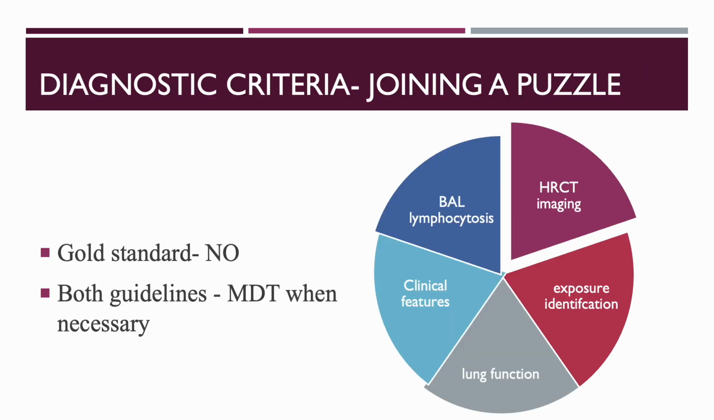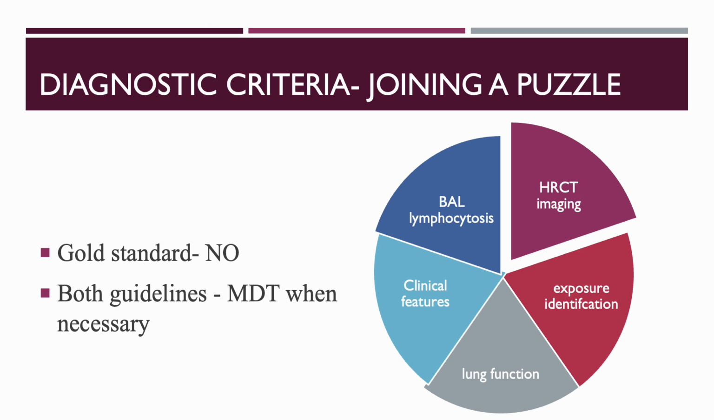So basically, if you look at both the guidelines and overall review, diagnosing a patient with HP is more like joining a puzzle. So, no one single entity can help you clinch the diagnosis. You need the clinical features, you need the lung function, the exposure history, the HRCT, and if you can do a BAL, you will have lymphocytosis to support. So, everything has an important significance, and that's why there is no gold standard one test, but yes, all of these are important.